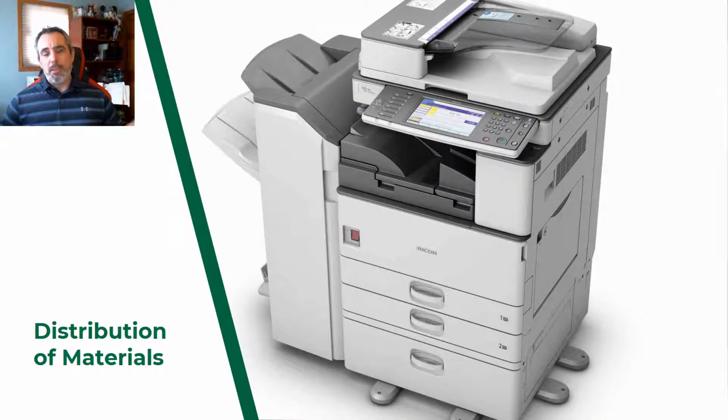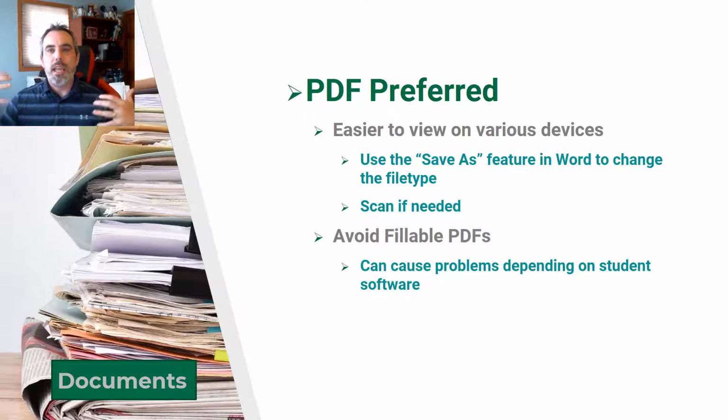But let's take a look at some of those things I talked about before and just highlight where the learning management system really shines. Distribution of materials. Being able to hand out materials, documents. We prefer documents to be in a PDF format. If you're writing a paper or a syllabus in Microsoft Word or the Macintosh counterpart, save it as a PDF. Things that you are distributing to students, try to keep them as PDFs if they are documents that they are supposed to read. Scan things if needed.